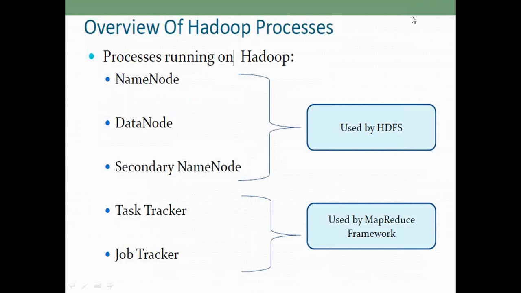Coming to the different Hadoop daemon processes. Once we start Hadoop, these are the processes that run. On the HDFS side we have the NameNode, data node, and secondary NameNode. On the MapReduce side we have the job tracker and task tracker.